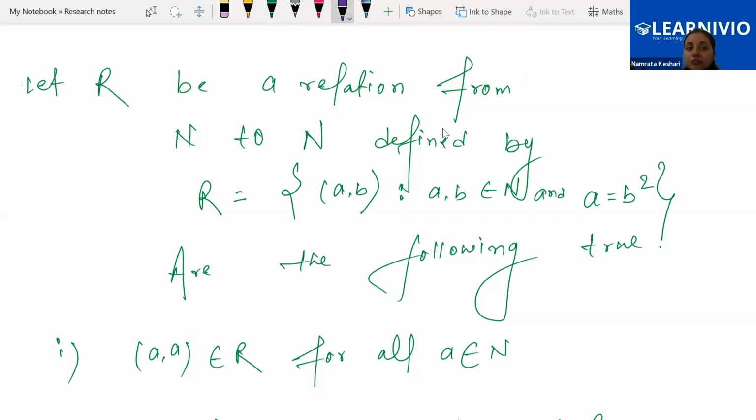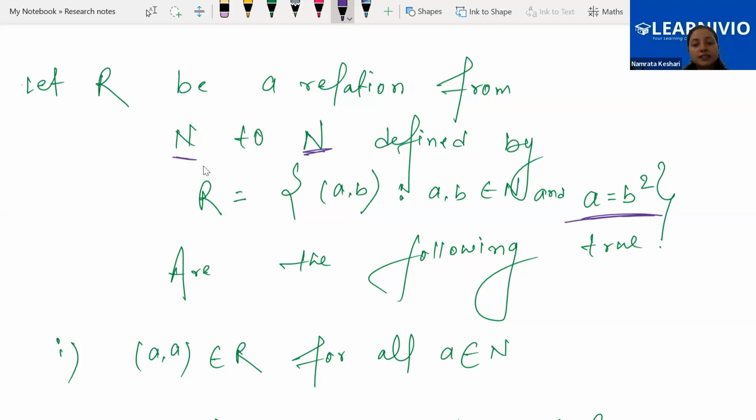R is a relation from natural number to natural number. Previously the set was small and it was easier to check. Now the set is an infinite set. That's why it is getting a little bit tricky. Relation is defined like this. We already understand relation means what? A condition will be given in the question, and accordingly input and output will be there, right?